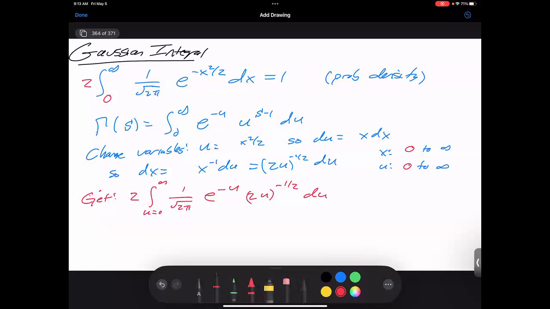So let's pull some things out. I've got a 2 to the negative 1/2. I have a 2 outside. I also have a square root of 2 down below, right? So if you look at it, all the 2's are going to cancel. I'm going to be left with 1 over the square root of pi. So I'll write it as pi to the minus 1/2, integral u goes from 0 to infinity, e to the negative u, and then I have u to the negative 1/2.